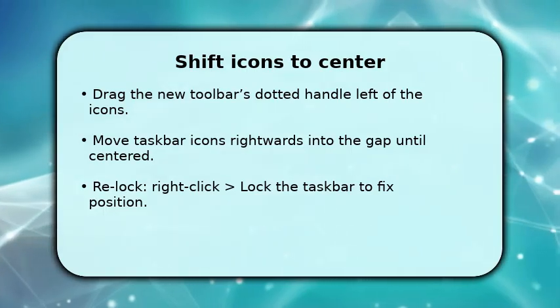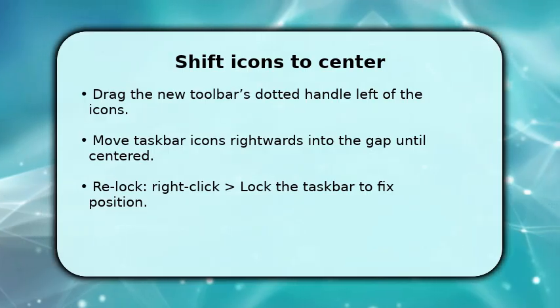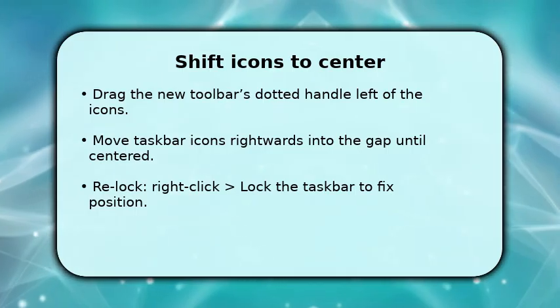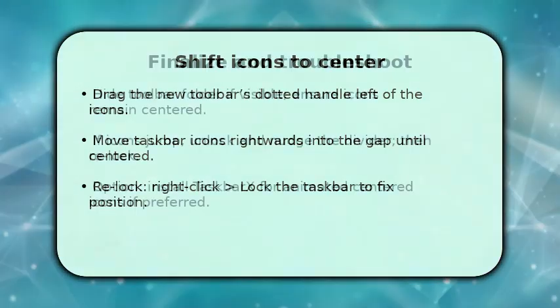When satisfied, relock the taskbar so nothing shifts. This manual spacer method gives center. Finish by confirming no labels or folder names show, and then lock the taskbar again.